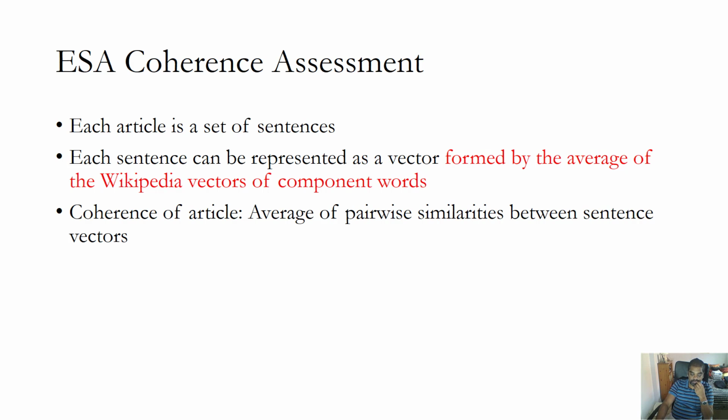And for explicit semantic analysis, we use a similar framework, except that the vectors associated with sentences are formed by the average of the Wikipedia vectors of the component words. It's not the average of the word2vec vectors, but the average of the Wikipedia vectors. You can look at explicit semantic analysis through the references in the paper if you would like to know more details about it. And the coherence is simply the average of the pairwise similarities between sentence vectors.